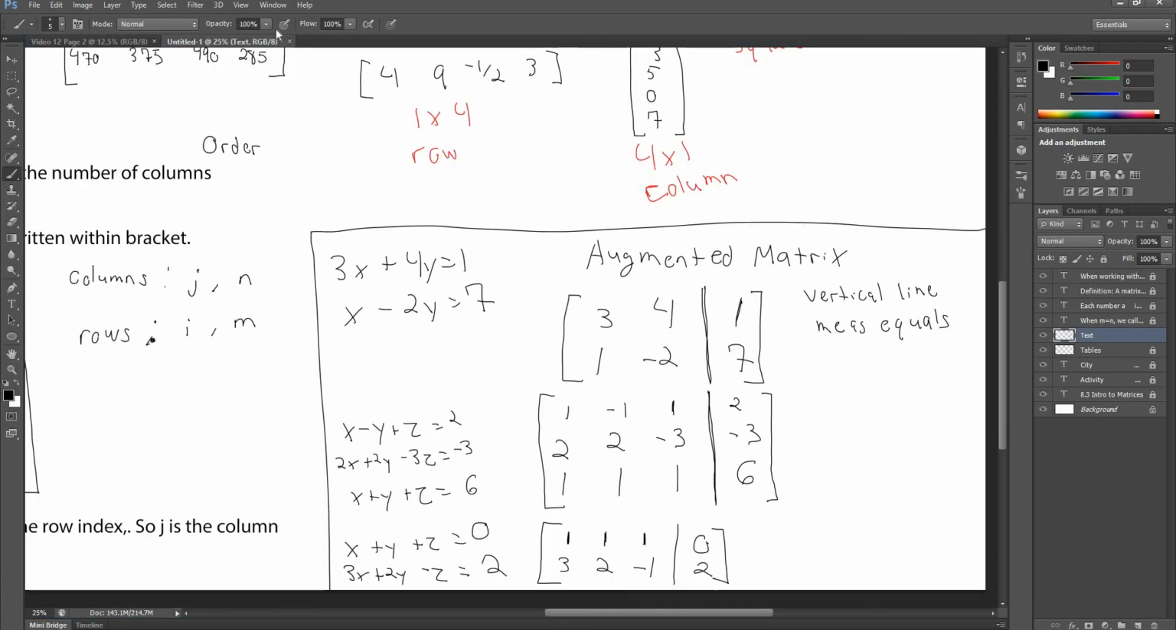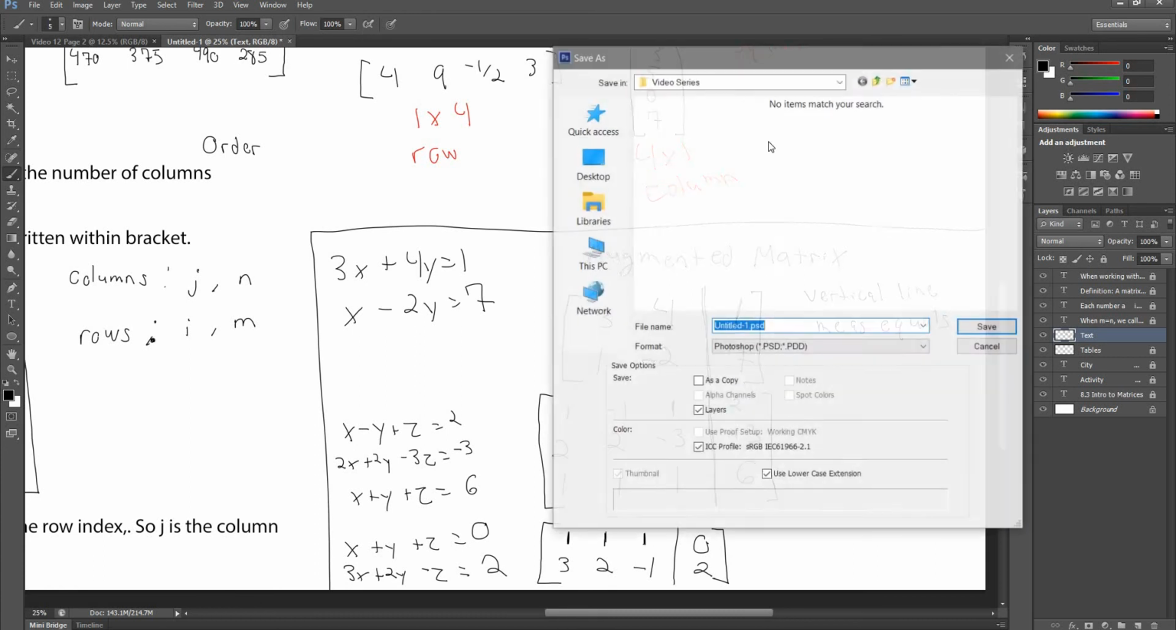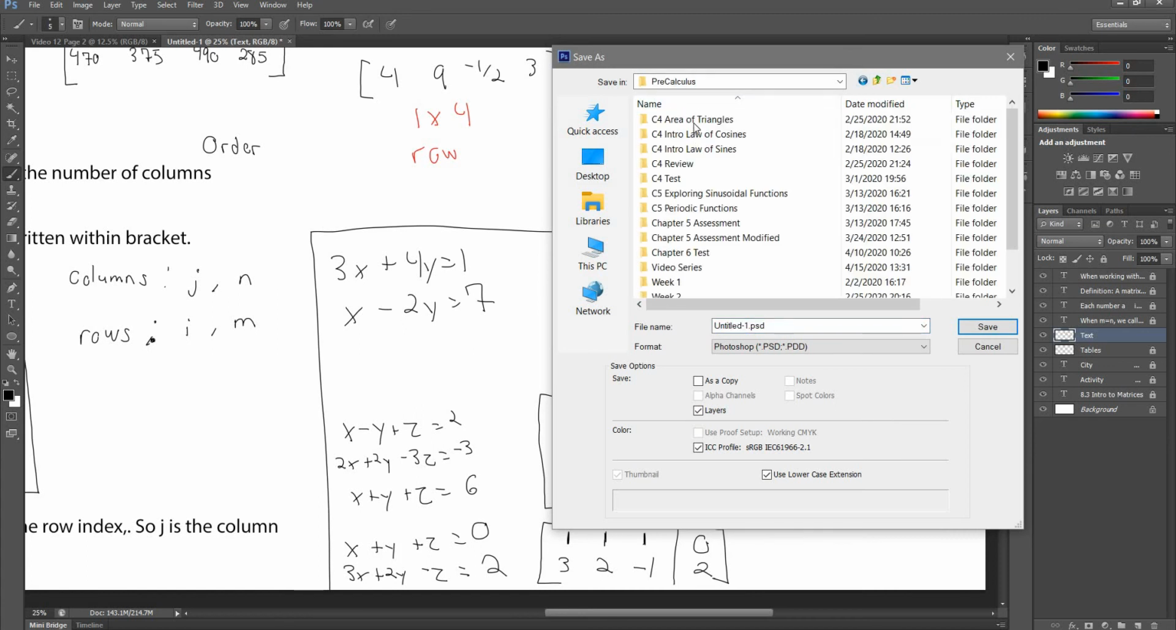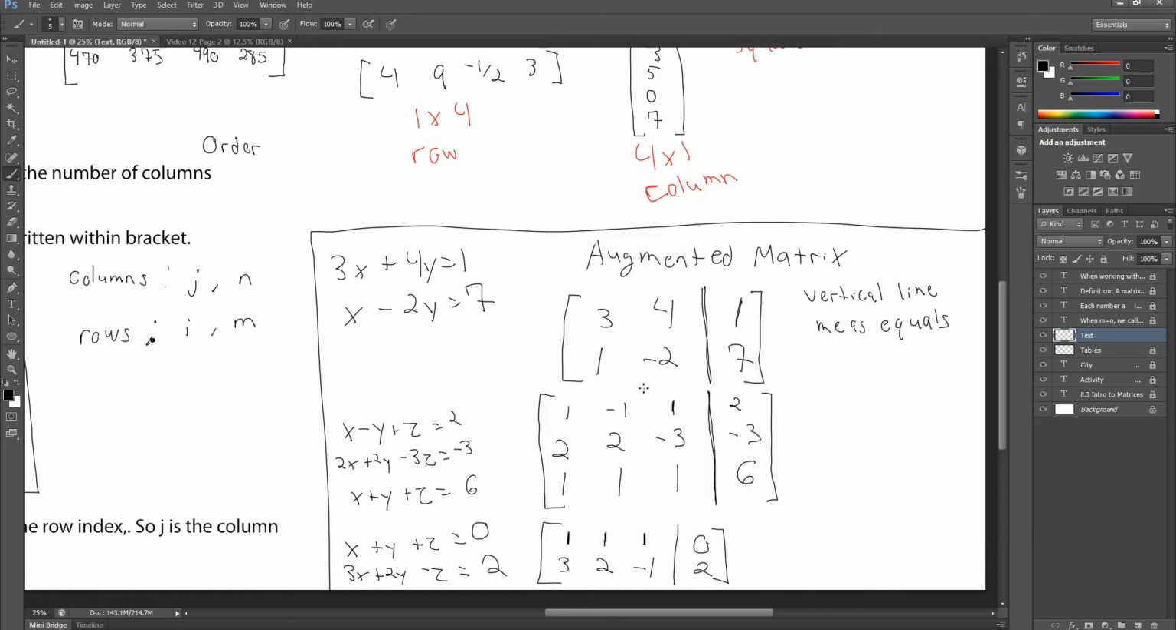I'm also going to save this one really quick. Am I in pre-calc? I'm in algebra right now. Alright, I got the other page saved.